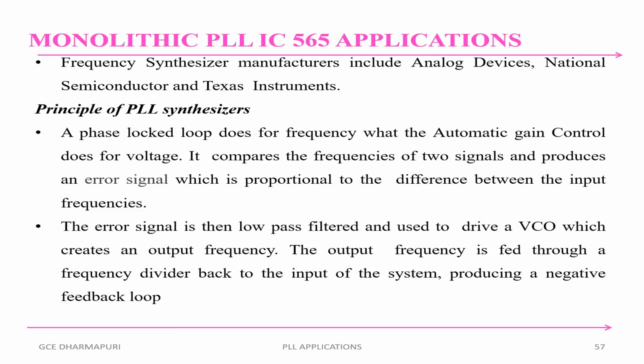Principle of PLL synthesizer. A phase-locked loop does for frequency what the automatic gain control does for voltage. It compares the frequency of the two input signals and produces an error signal which is proportional to the difference between the input frequencies. The error signal is then low pass filtered and used to drive a VCO, which creates an output frequency. The output frequency is fed through a frequency divider back to the input of the system, which produces a negative feedback loop.